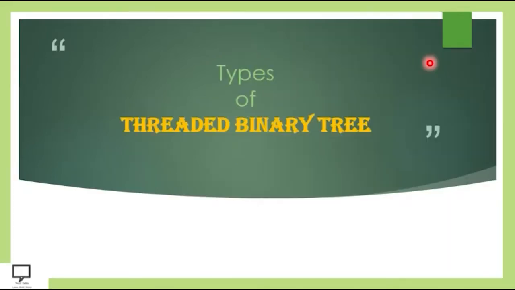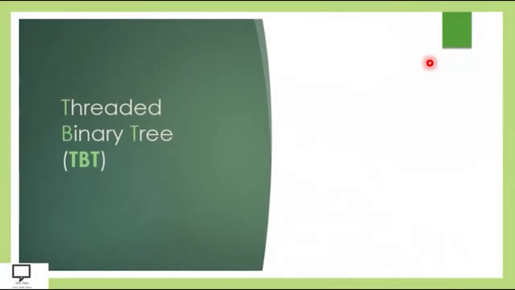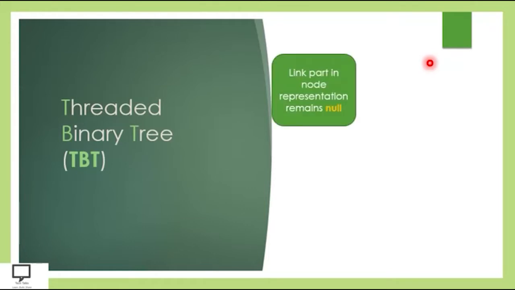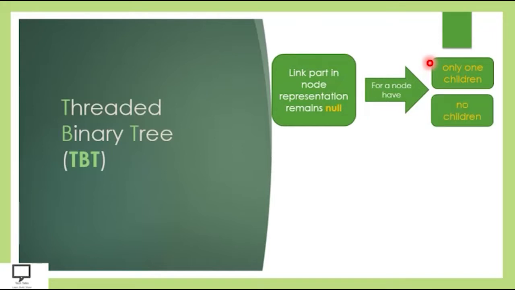The next part of this video series is to learn the types of threaded binary tree. At a glance, let's see what a threaded binary tree is. Whenever you represent a binary tree, there are some null pointers available in the link part of the node. The null pointers appear if the node has only one child, and if both children are absent, that is a leaf node. In both cases there will be null pointers, and we will make use of those null pointers for the construction of a threaded binary tree.